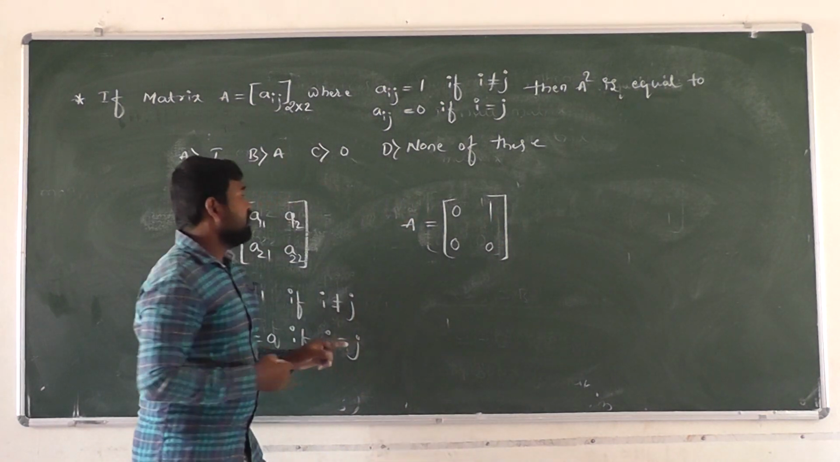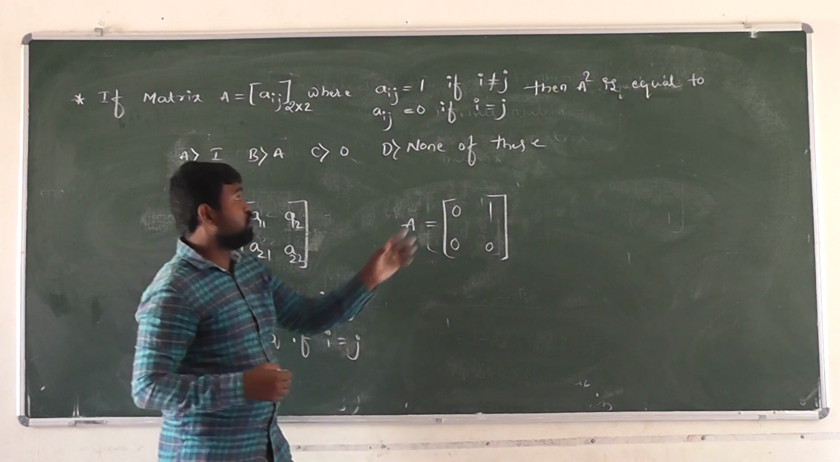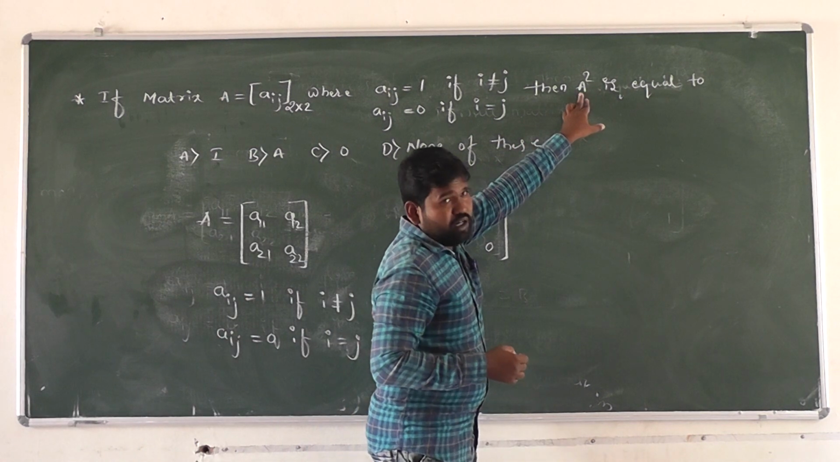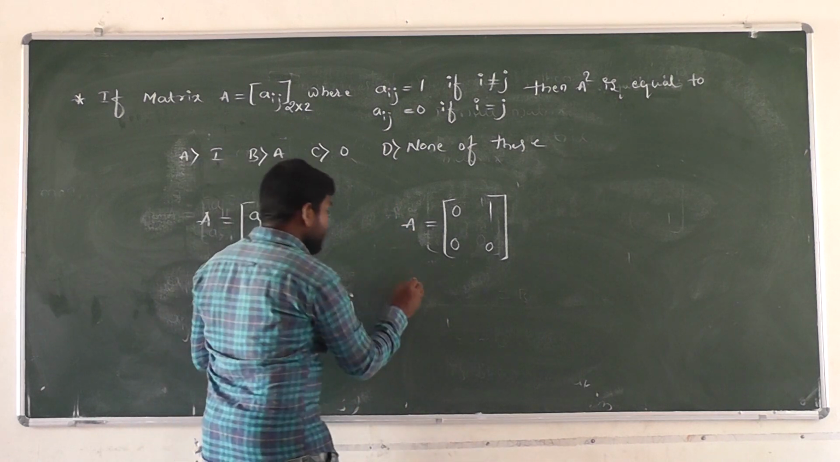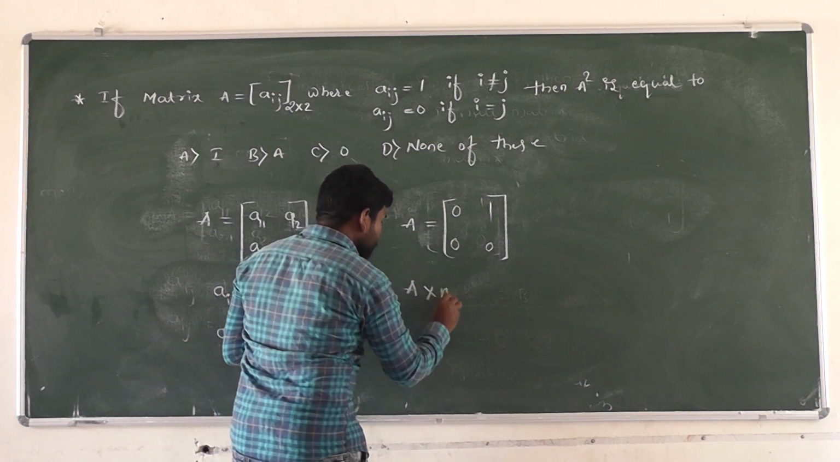Right? Then the construction of the A matrix comes here. Next, what do we have to find out here? A square. How does it come? Multiply A into A, then A square comes here.